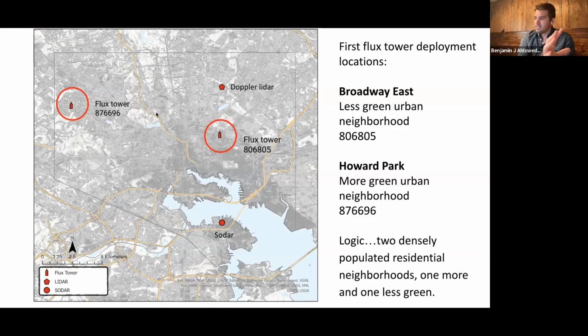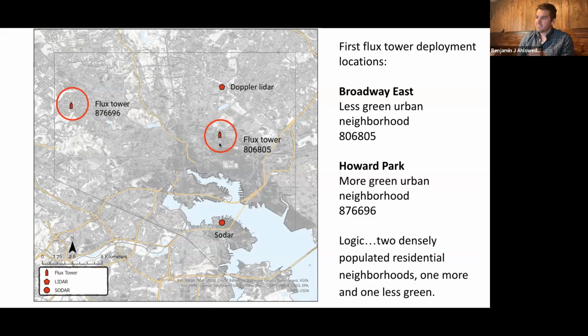And on the western side is the Howard Park Flux Tower, or Howard Park neighborhood. That is still a pretty high density, but I'd call it maybe medium density. There are some single family homes, but they're very close together. There are more trees. There's a lot of green space. So these are both pretty densely populated areas. It's definitely not suburbia out there on Howard Park.